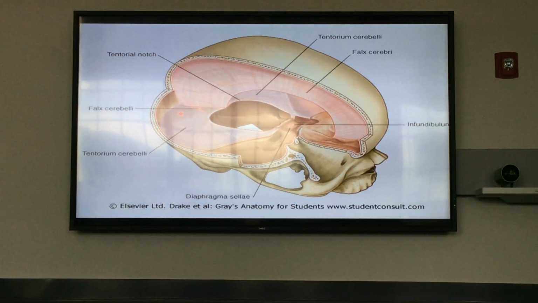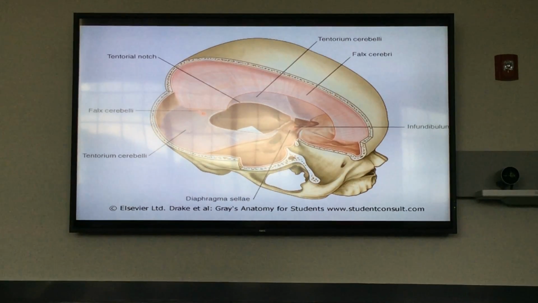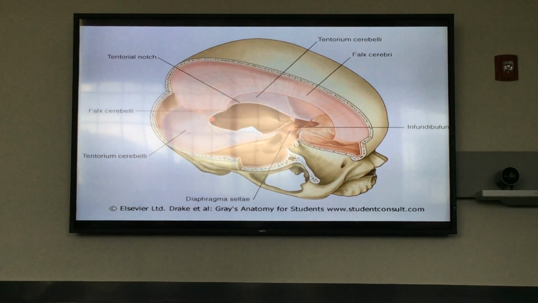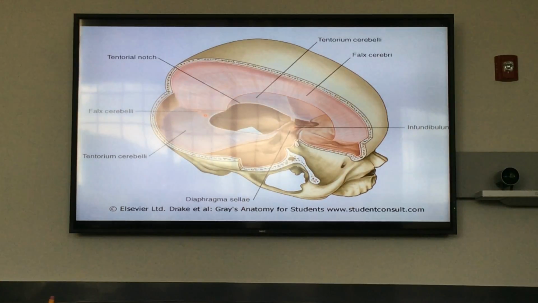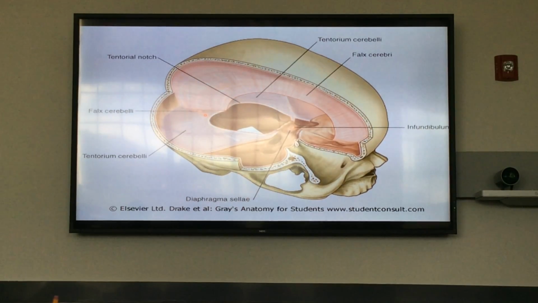You've got the tentorium, which is like a tent, and then down underneath the tentorium, way down here, we have what's called the falx cerebelli, which in a way sort of separates the cerebellum into two hemispheres. So the cerebellum is like a little brain.